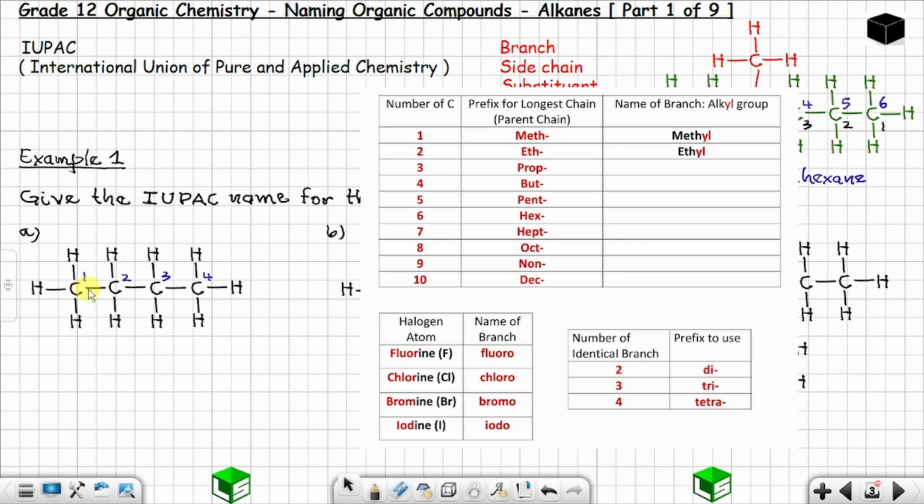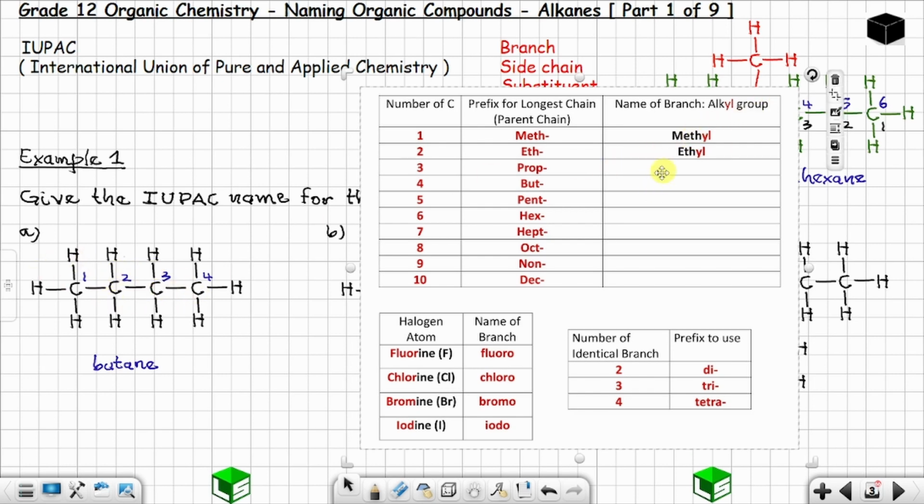So how many carbons do you have in this compound? You have 4 carbons. So according to this table, you are going to use the prefix but, and you are going to follow it by ane, because you are dealing with an alkane. This is an alkane. So the name of this will be butane. Can you see? You take the prefix but and then you follow it by ane, and the name will be butane. You don't have any branch attached to this compound.